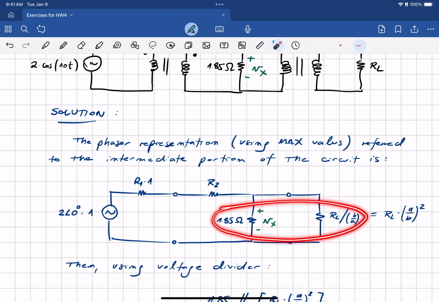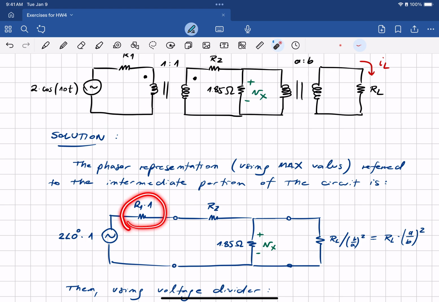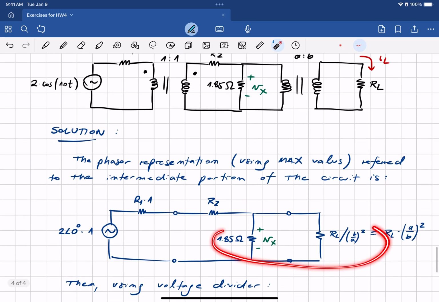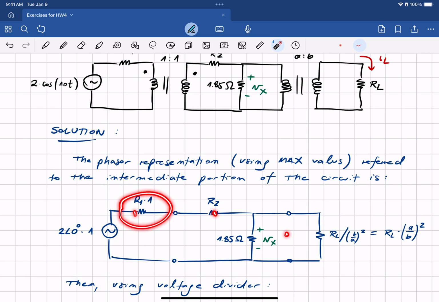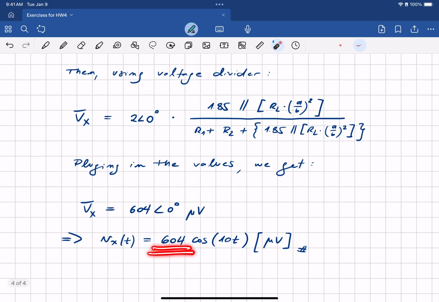All the voltage is being essentially distributed to R1 in this case. So we have a huge resistor, 300. We have a smaller one, which is 14. And then we have the parallel, which is going to be smaller than 1.05. So 314, let's say around 1. Basically all the voltage is going to be on this resistor. That's why we get such a small value for Vx.